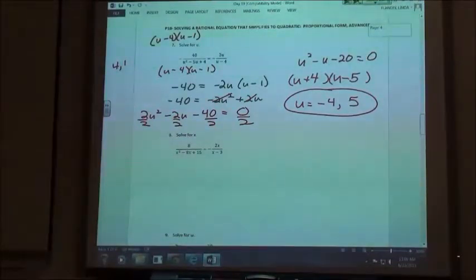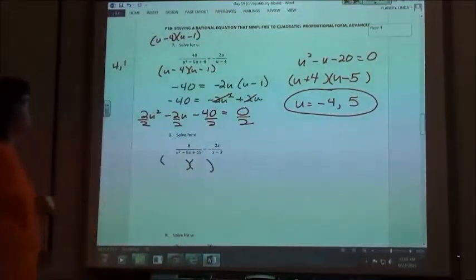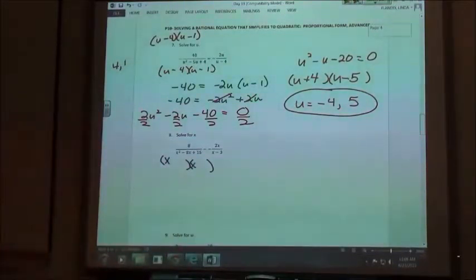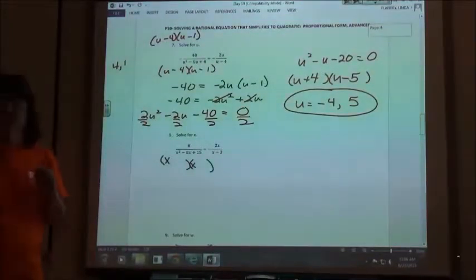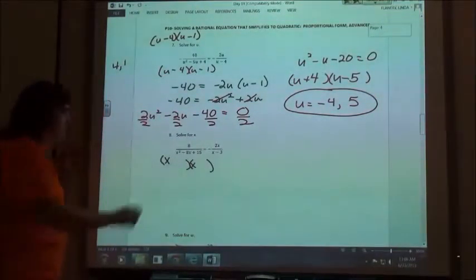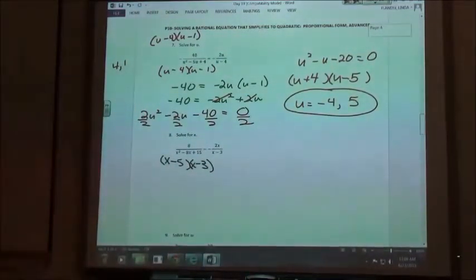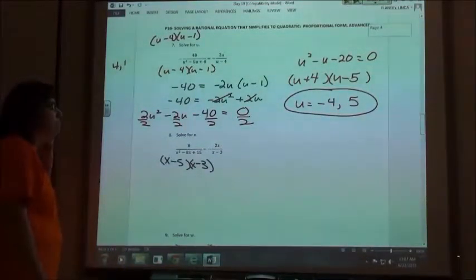So number 8, if I'm going to factor that one out, x squared minus 8x plus 15. I'd have an x and an x, my signs: x minus 5 and x minus 3. Both negatives, so x minus 5 and x minus 3 would give me the x minus 8 in the middle. So my restrictions would be 5 and 3.